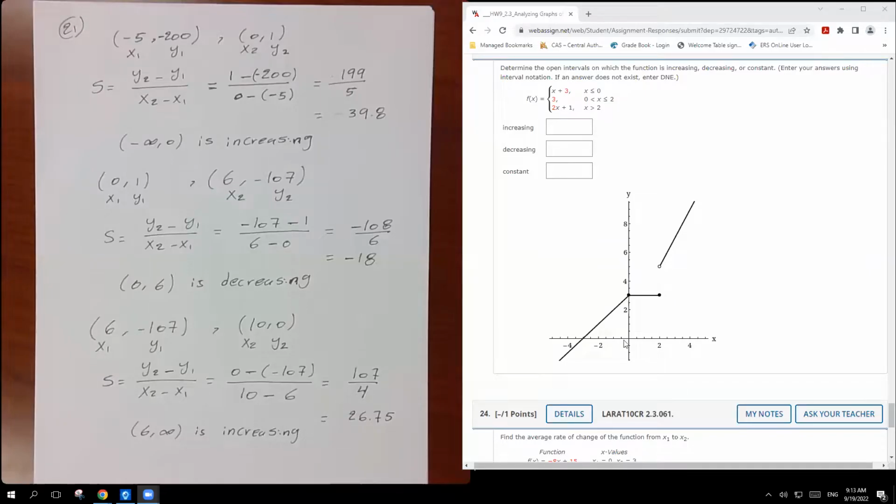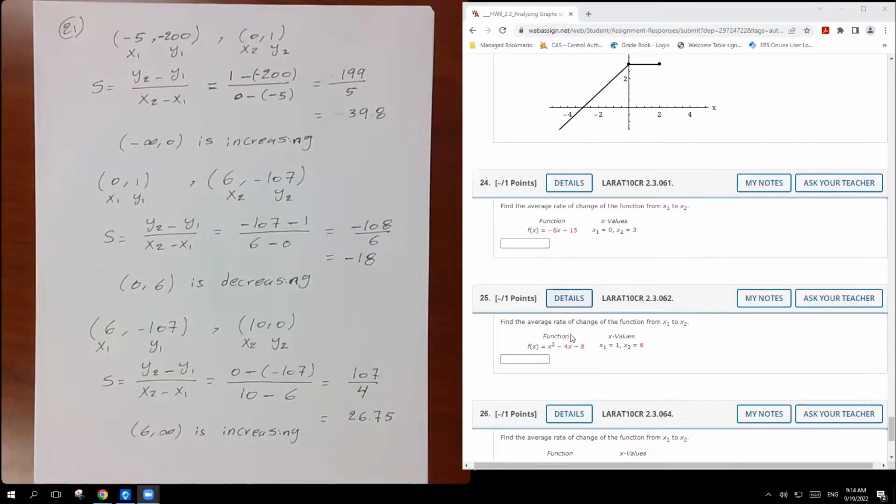From negative infinity to 0, and the second part is going to be from 0 to x equal 2, and the third part is going to be from 2 to infinity. So you're going to do exactly the same steps as the previous example.